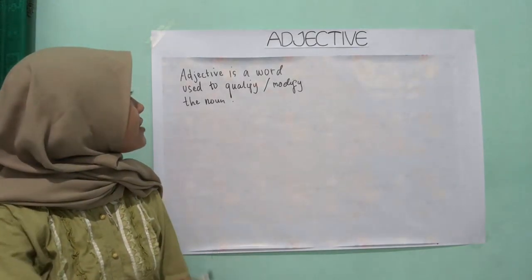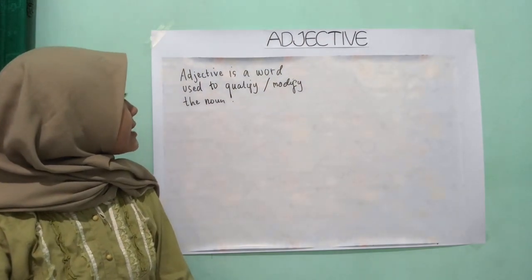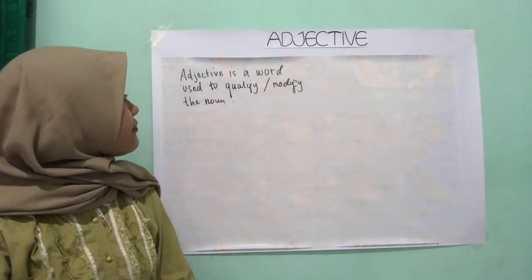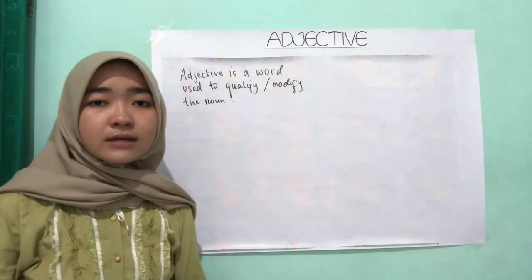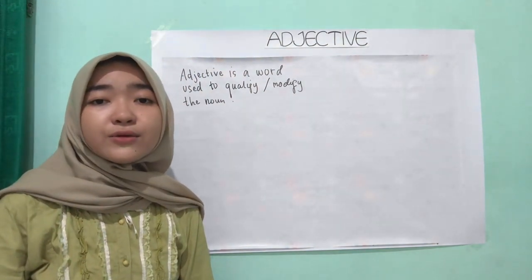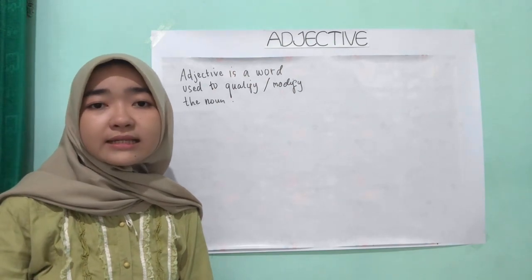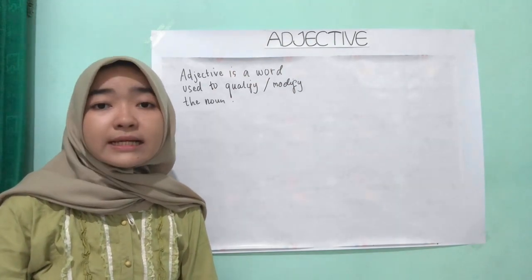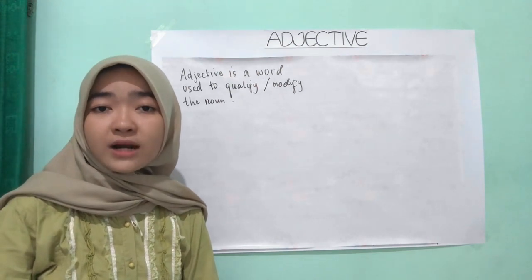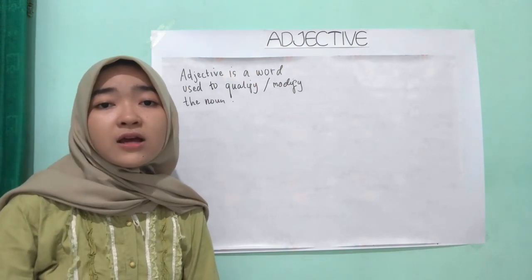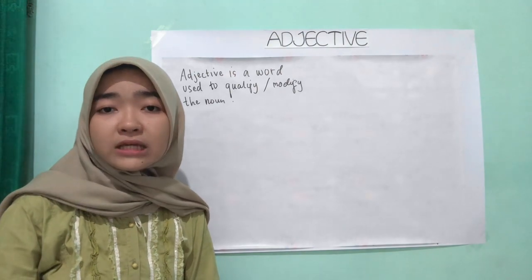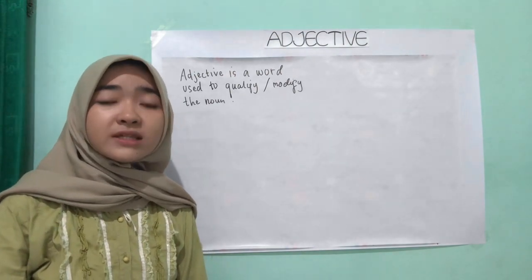Here is the definition of adjective. Adjective is a word used to qualify or modify the noun. Noun is a word used to name a human being or something that's considered as a thing. So, adjective can be used to describe the qualities of a person or thing independently or in comparison to something else.